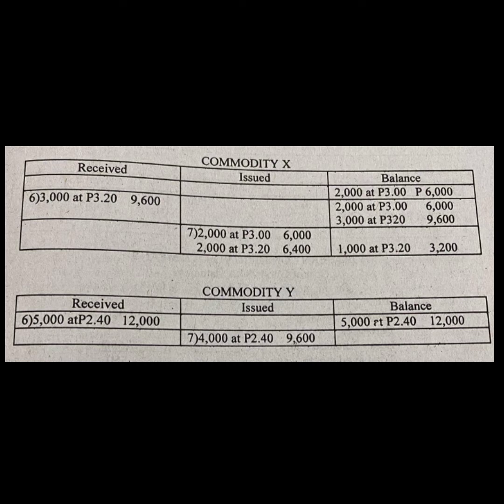And for the balance, 5,000 units at 2 pesos and 40 centavos. So, 5,000 times 2.40 is equal to 12,000 pesos.